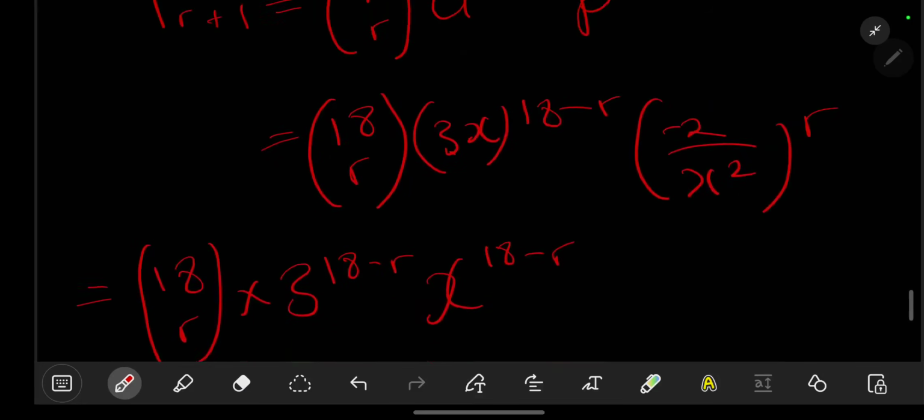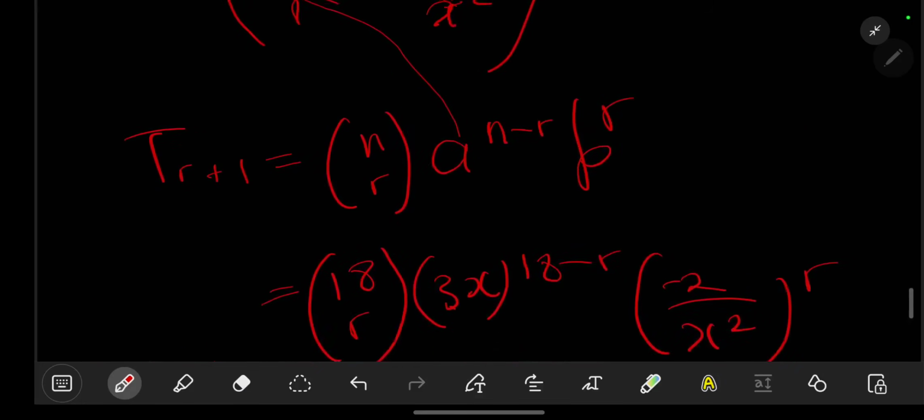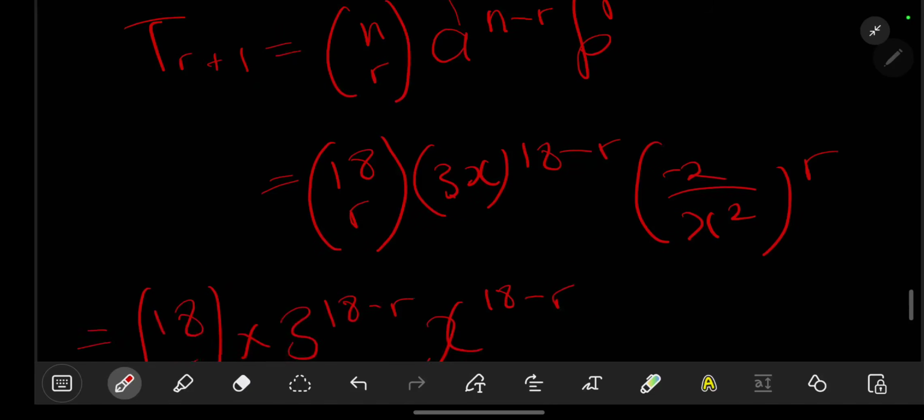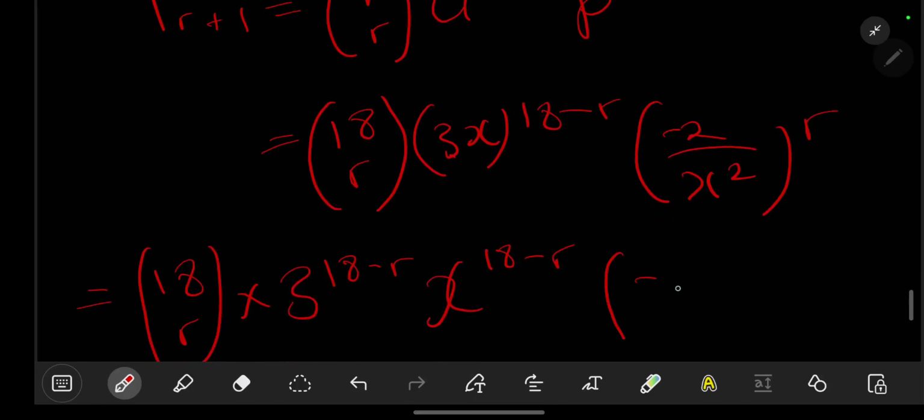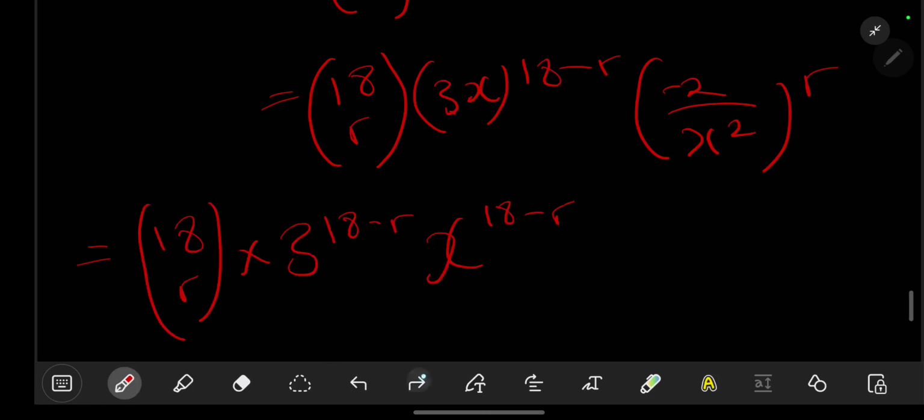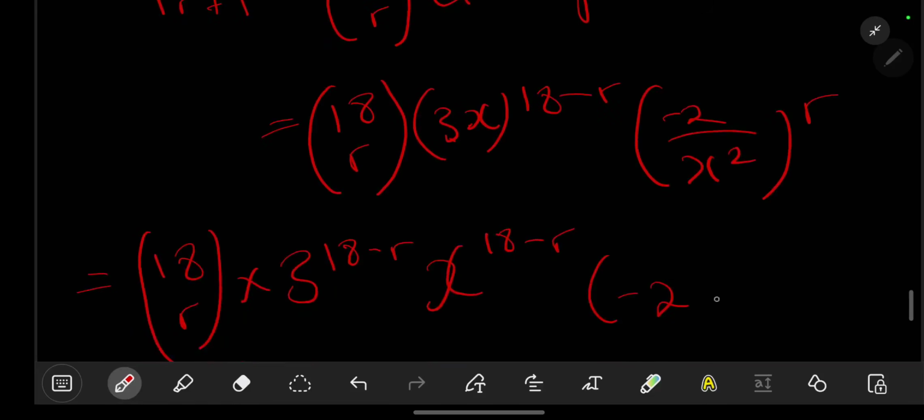Then we have our b, which is equal to negative 2. We have negative 2 like that. It can also be split by raising it to the power r times this. When it goes up, it will be x to the power negative 2. Then the overall power is r. So it has gone up. That's why it's negative 2.